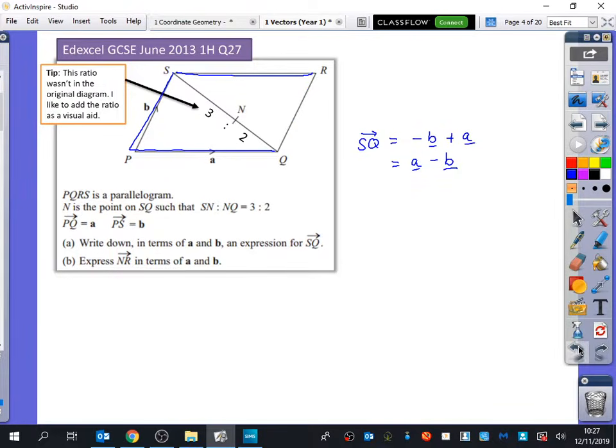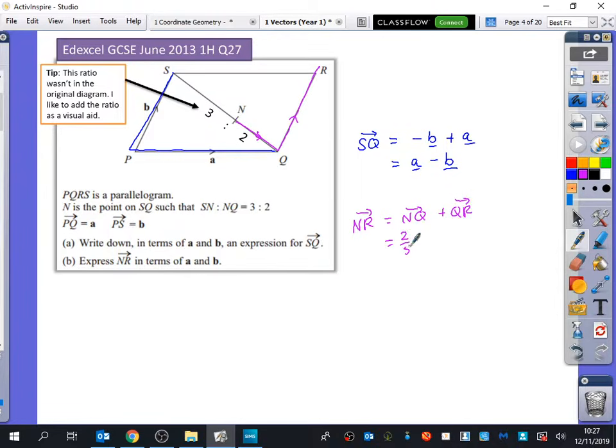Part B of the question, though, maybe there's something slightly different in there. Part B of the question says, find what NR is. So we're going to try and express what NR is in terms of A and B. Now, if I'm trying to go from N to R, I'm going to take the journey to go here, and then I'm going to take the journey to go up here. That's what I'm actually going to try and work out to try and go from N to R. How do I go from N to Q? Good. So I'm going to go from N to Q, and then I'm going to go from Q to R.